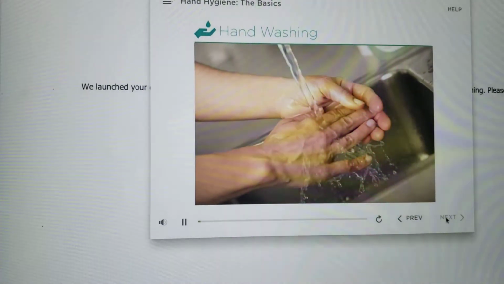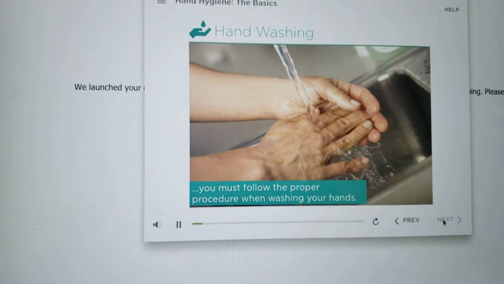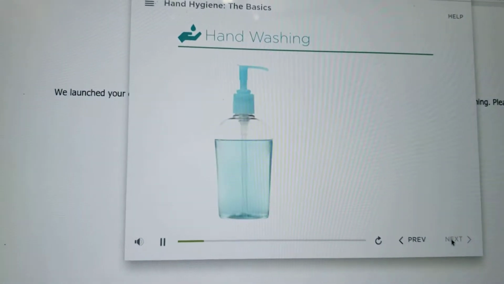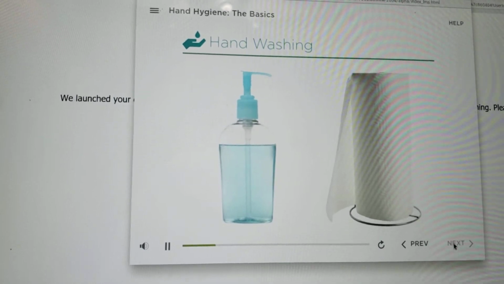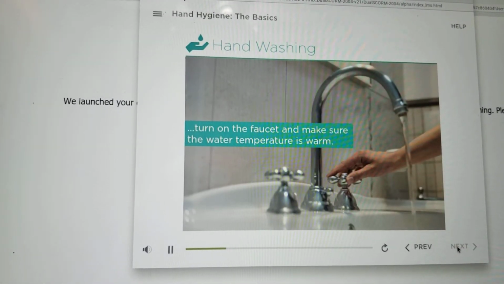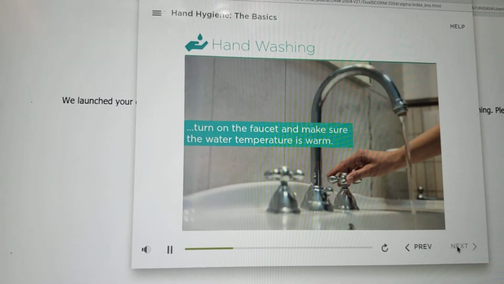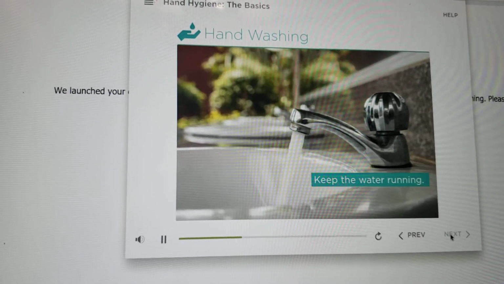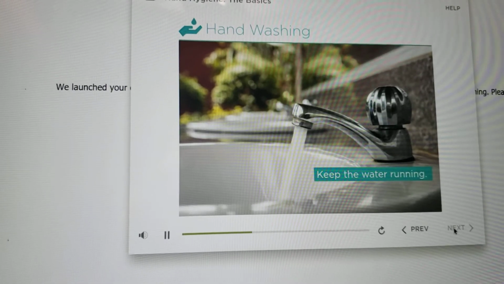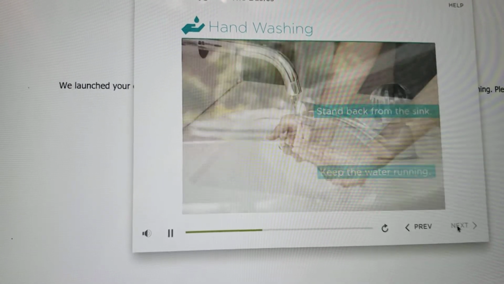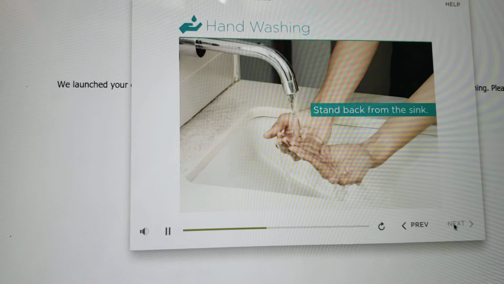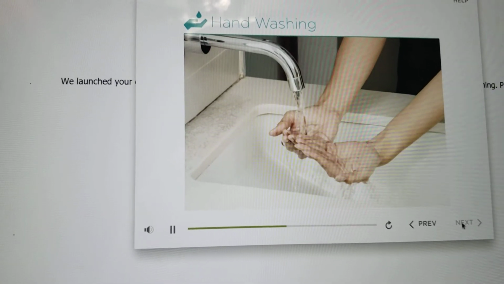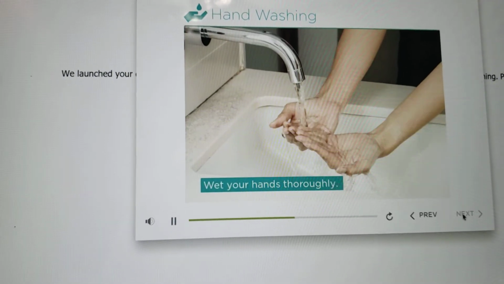In order to be effective, you must follow the proper procedure when washing your hands. First, check that you have enough soap and disposable towels. Next, turn on the faucet and make sure the water temperature is warm. Keep the water running so you do not contaminate your hands by repeatedly turning the faucet on and off. Stand back from the sink so you do not contaminate your clothing by splashing water or by touching the side of the sink. Wet your hands thoroughly.